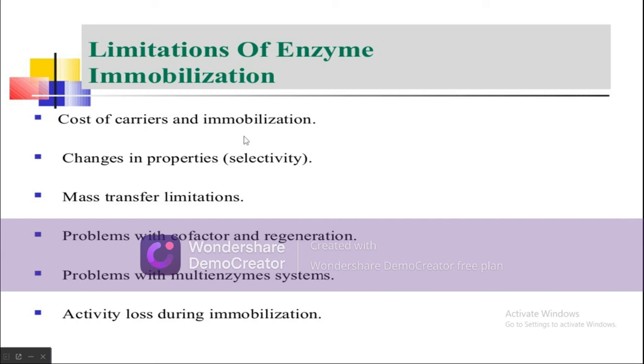Then the next one, problems with cofactor and regeneration. Yes, some of the enzymes require cofactors. It's not all of them that have the required cofactor, so there is also an issue of this problem. Then you see problems with multi-enzyme systems. Yes, multi-enzyme systems like oligomeric enzymes or multi-enzyme complexes, you see that they have many subunits.